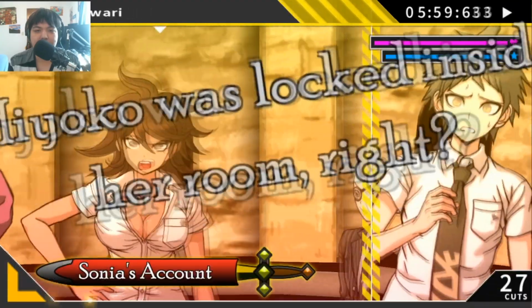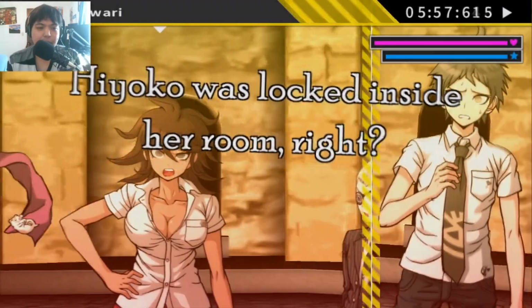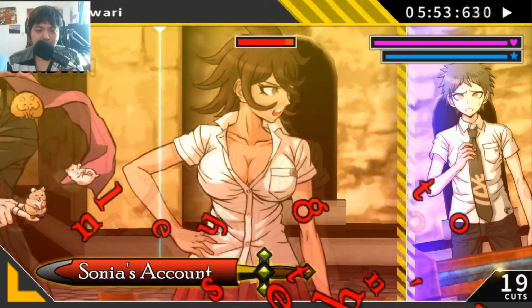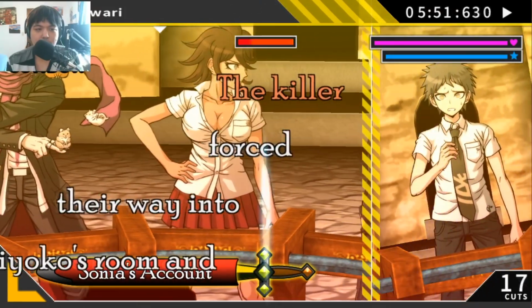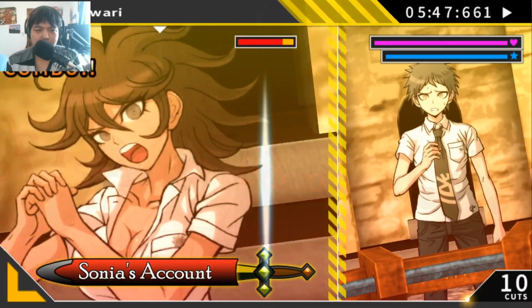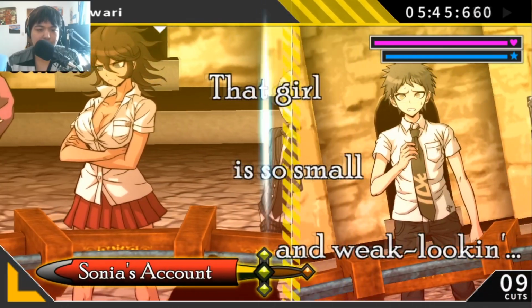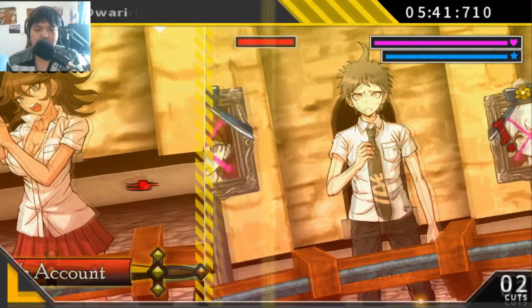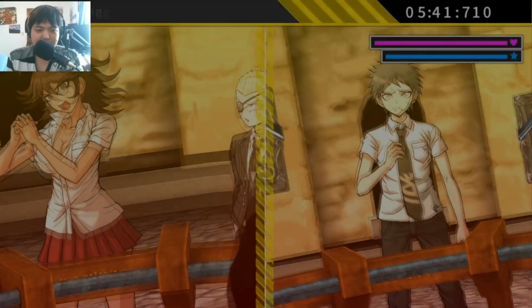That's the one. That's the one I'm looking for. Locked inside her room, right? Nope. She definitely got abducted or something. The killer forced their way into Hiyoko's room. Forcibly abducted her. The girl is so small and weak looking. And that's why the killer targeted her. I can't back down. Let's do it again.